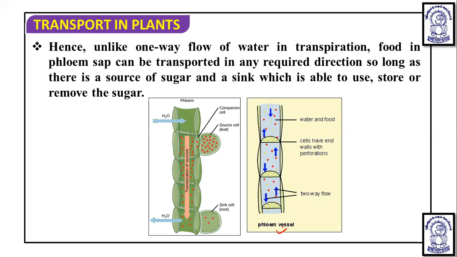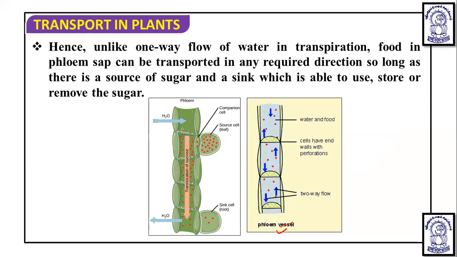This is a phloem. You should not use the word phloem vessel. It is the phloem where the bidirectional transport is taking place. This is the phloem tissue. These are the companion cells. This is the source cell, and this is the sink cell.